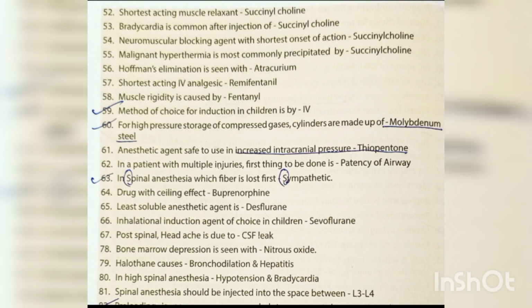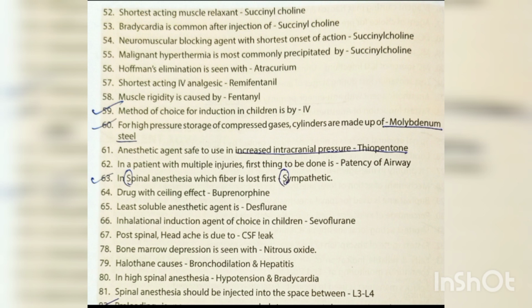Hofmann elimination is seen with atracurium. Shortest acting IV analgesic is remifentanil. Muscle rigidity is caused by fentanyl. Method of choice for induction in children is by IV. For high pressure storage of compressed gases, cylinders are made up of molybdenum steel. Anesthetic agent safe to use in increased intracranial pressure is thiopentone. In a patient with multiple injuries, first thing to be done is patency of airway.